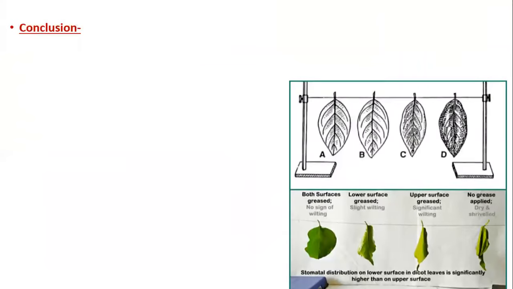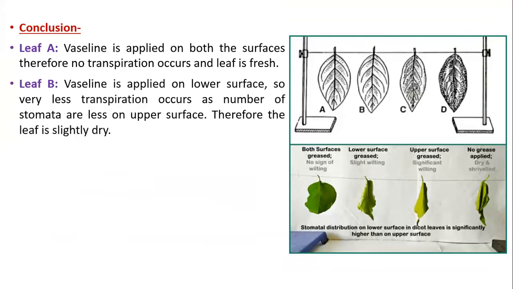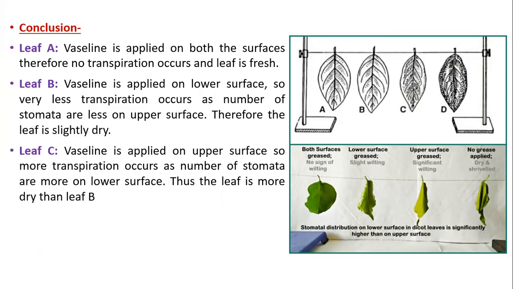Now, the conclusion that you can derive. On leaf A, I will say Vaseline is applied on both the surfaces, therefore no transpiration occurs and leaf is fresh. On leaf B, Vaseline is applied on the lower surface, because we all know that maximum stomata are present on the lower surface of the leaf. So very less transpiration occurs as the number of stomata is less on the upper surface. Therefore leaf is slightly dry. On leaf C, Vaseline is applied on the upper surface. So more transpiration will occur because maximum stomata are on the lower surface of the leaf. Thus the leaf is more dry than B.